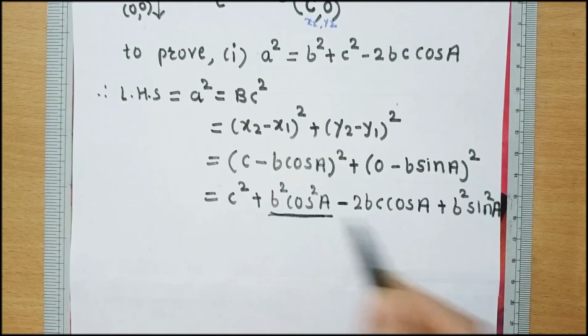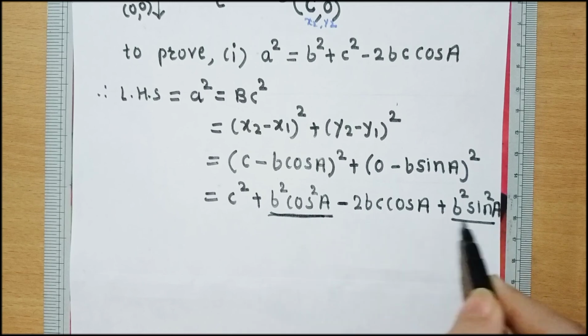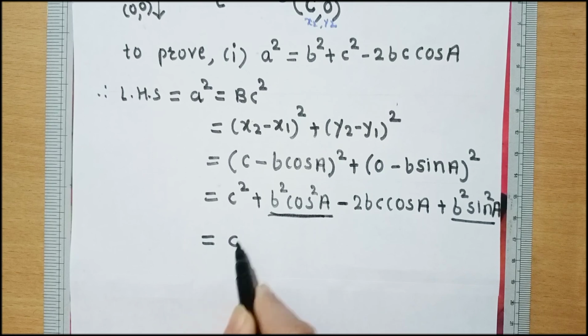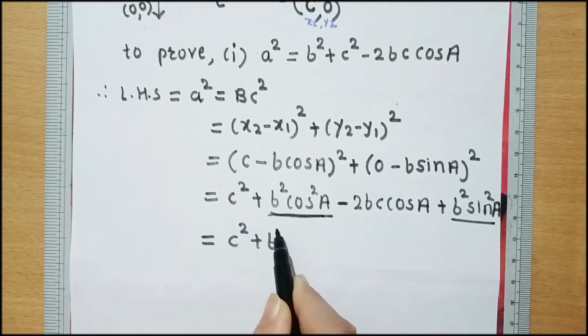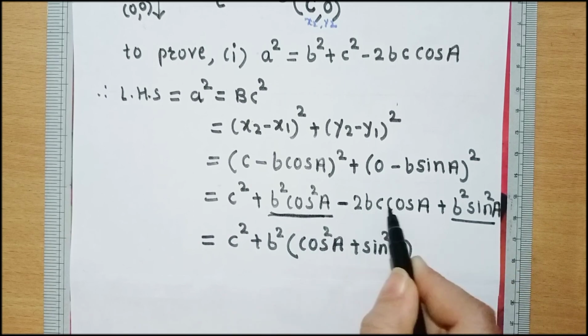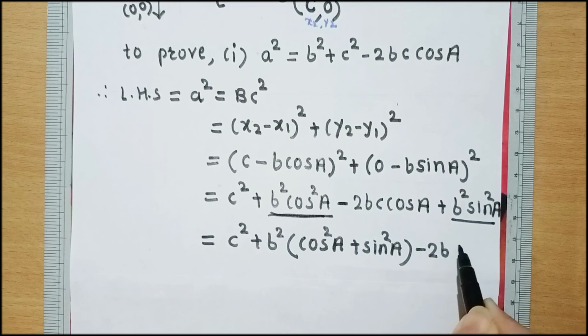Now check this term and this term. From these two terms we can find B square common. So we have C square, then B square common, inside the bracket this is cos square A, and then this is complete, and this term minus 2BC cos of A.